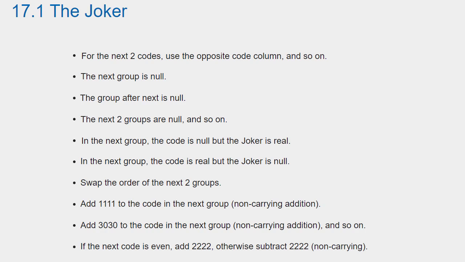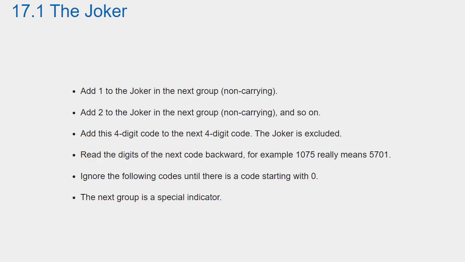Add 1111 to the code in the next group, non-carrying addition. Add 3030 to the code in the next group, non-carrying addition, and so on. If the next code is even, add 2222. Otherwise, subtract 2222, non-carrying. Add 1 to the joker in the next group, non-carrying. Add 2 to the joker in the next group, non-carrying, and so on.